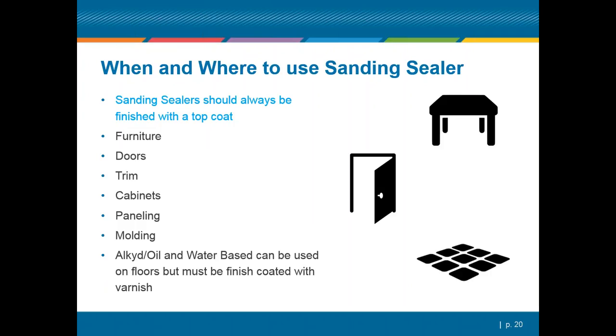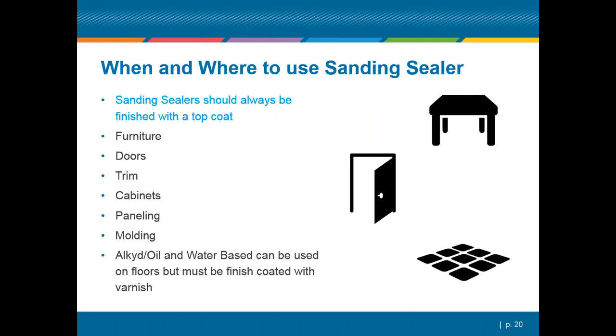They are not a standalone product, but in using them as a base coat and then coming back with the varnishes over the top of that, the furniture, doors, trim, cabinets, paneling, molding, about most places where you would like to have a fine finish would make up a good system here with the sanding sealer.